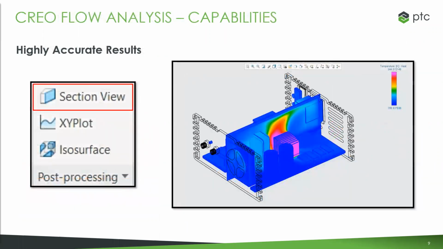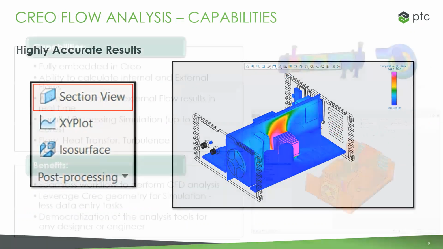And the big thing to mention there as well is that even though we're getting results back very quickly, they're still at the highest accuracy, right? We have many different ways of getting results back, taking section views of the models, getting XY plots, ISO surfaces. I'm going to go through and show what all that looks like, right?